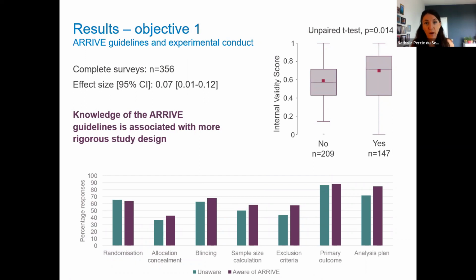And on the first objective and the association between the ARRIVE guidelines and experimental conduct, we got 356 complete surveys back for that section. 209 researchers had not heard about the ARRIVE guidelines or were not sure, and 147 were aware of the guidelines. And we did detect a difference, and we found that knowledge of the guidelines is associated with more rigorous study design. The effect size corresponds to the use of half an extra measure to reduce the risk of bias. And the main differences were seen in the use of exclusion criteria, predefined analysis plan, and the sample size calculation. So of course, this is a correlation, not a causation, but that's good news. And that shows that there might be benefits of reporting guidelines such as ARRIVE beyond just improving transparency of reporting.